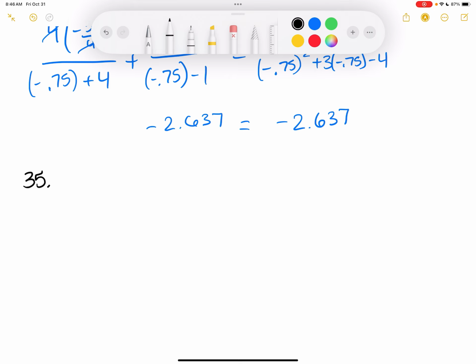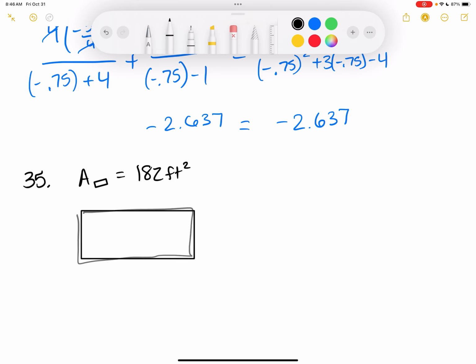All right, 35. Consider all rectangles with an area of 182 feet squared. Let x be the length of one side of such a rectangle. So I'm going to go ahead and draw a rectangle here, and I'm going to say this is x. Express the perimeter as a function of x.